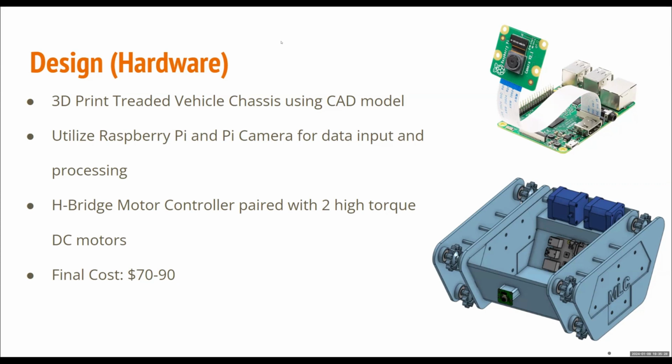Inside this chassis, we plan on using a Raspberry Pi 4 for our data processing and running our algorithm, while also using a Pi camera for data input. We plan to move this treaded vehicle using two high torque DC motors paired with an H-bridge motor controller, which will also be paired with a receiver to make the vehicle remotely controllable. After all these parts are assembled and put together, we're looking at a price of somewhere between $70 to $90 per unit.